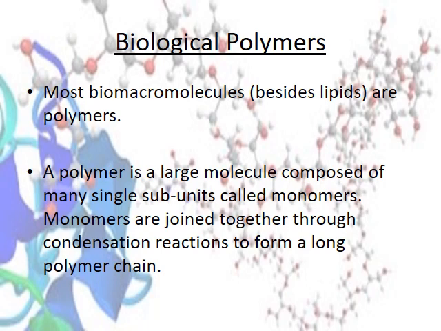So proteins are biomacromolecules, and most biomacromolecules, of which we have proteins, nucleic acids, lipids, and carbohydrates, all of these biomacromolecules, except for lipids, are examples of polymers. So a protein is a polymer, which means it's a large molecule composed of many smaller molecules called monomers, so single units. In the case of a protein, the monomers are called amino acids.